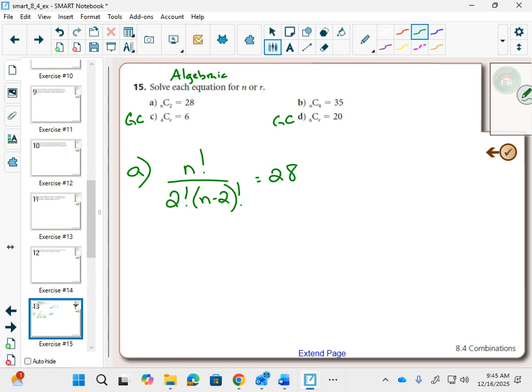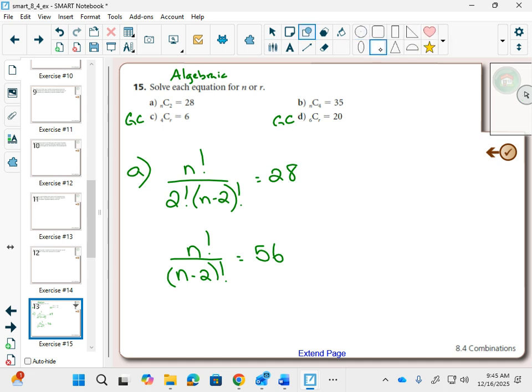Now 2 factorial equals 2. I'm going to multiply both sides by 2. And what I like to do with factorial questions is get my numbers on one side and my factorials on the other, because the best way to simplify factorials is to expand the bigger one until you get to the smaller one, and then they'll cancel out.